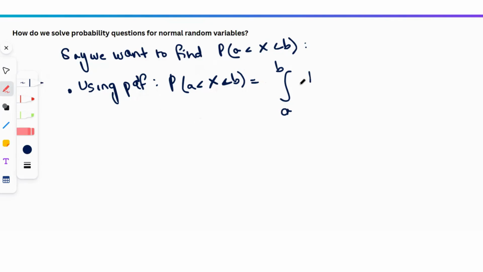And recall this is what the PDF of a continuous random variable looks like: e to the minus 1 by 2 sigma square times (x minus mu) square, dx. Right, so this is what the PDF looks like. Here, just keep in mind, if I'm writing sigma square inside the square root, I'll write sigma square. If I'm writing it outside the square root, then I'll just write sigma.